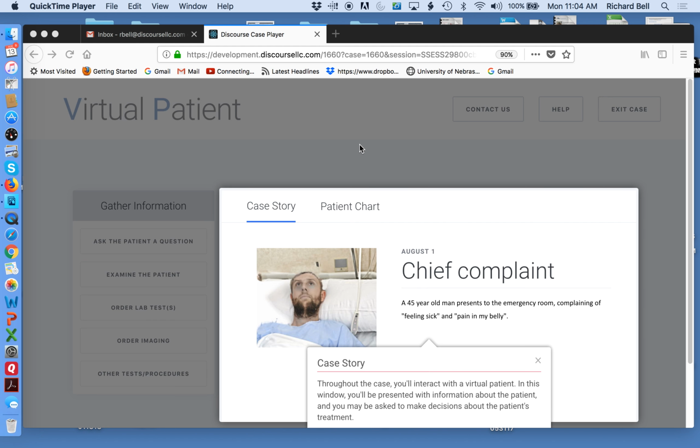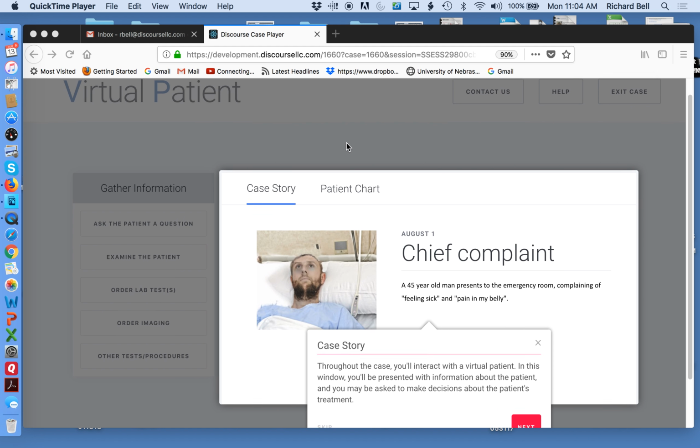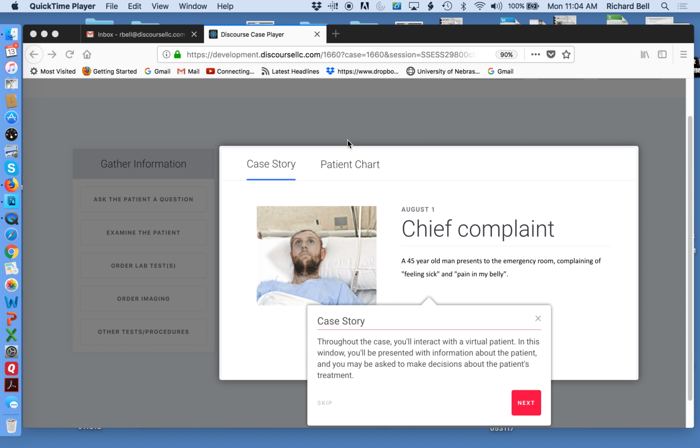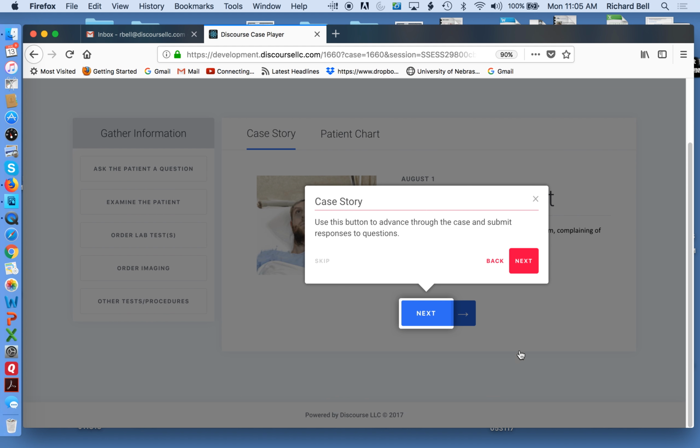I wanted to show you what I have done thus far on the case. This is the opening screen. I have this guy. I'm photoshopping his appearance. It's still not done. But the student will get a set of instructions about how to use the site.